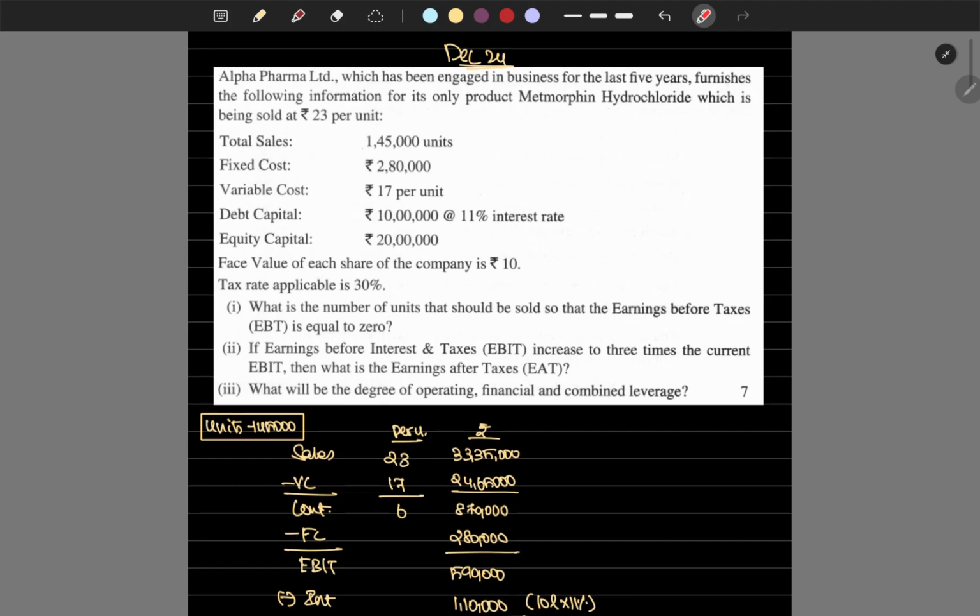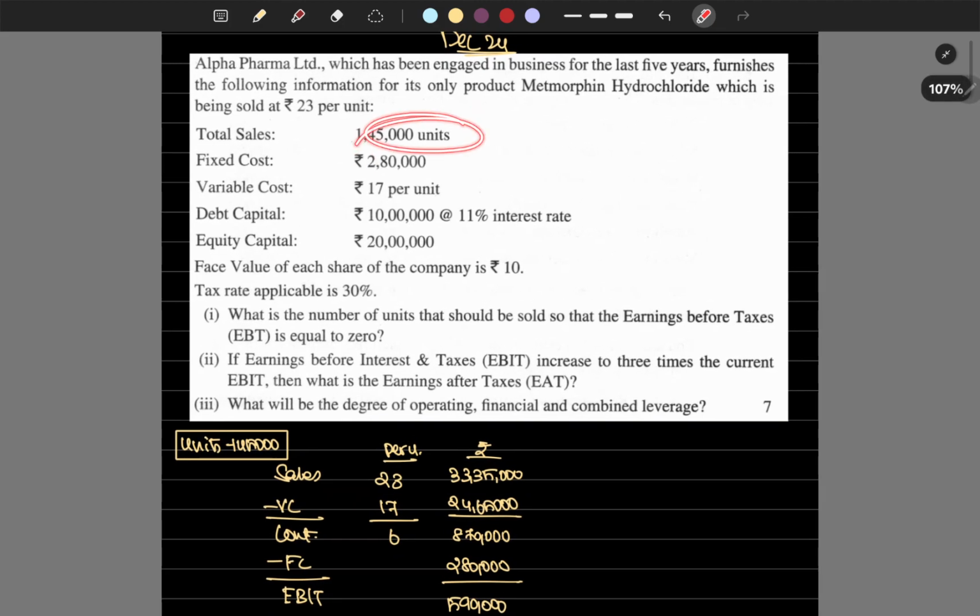What they have given: the total sales units, sale price, fixed cost, variable cost, and the financial items raised by the company, and then the tax rate. They have also given the face value of each share, and they have issued 2 lakh shares.